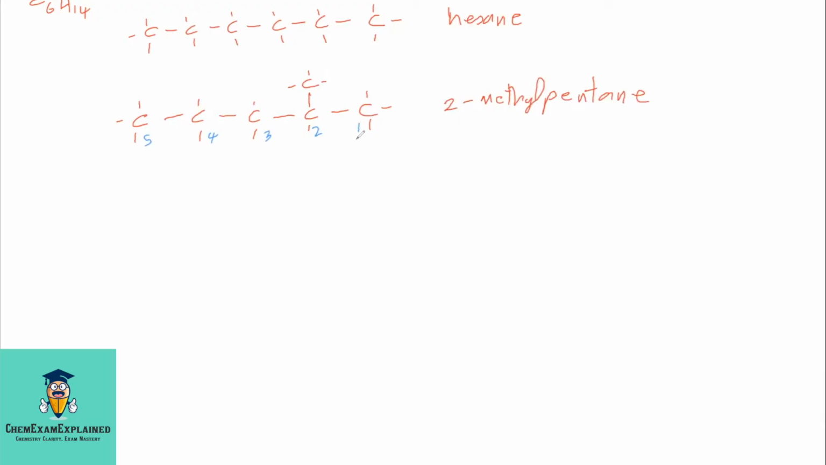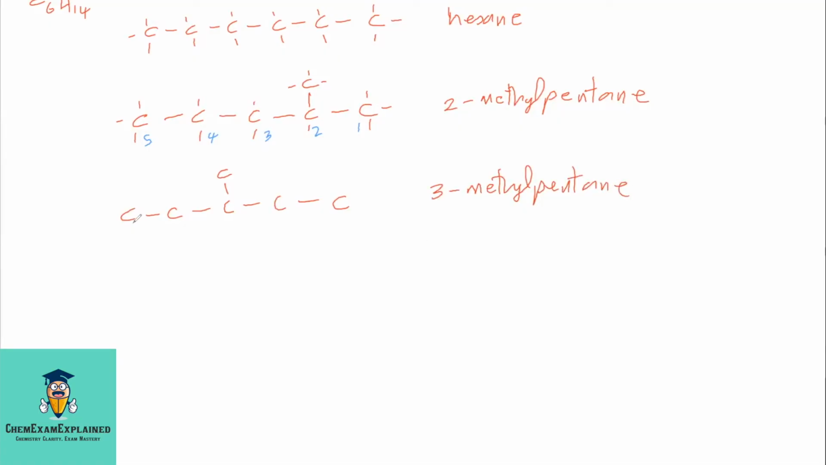Now the third isomer is the same parent, pentane, but I will now move my branch from number 2 carbon to the number 3 carbon. So I go 1, 2, 3, 4, 5. The branch is now on the third carbon. You can count from any side because it is the same number of carbons from either side. So the name would be 3-methylpentane.